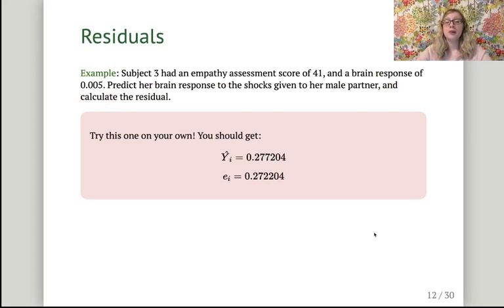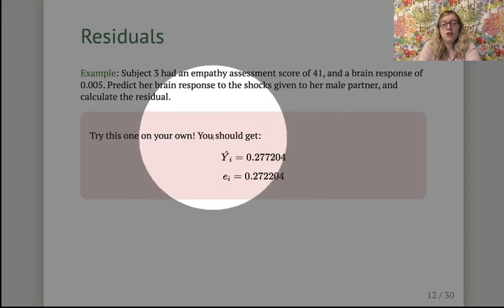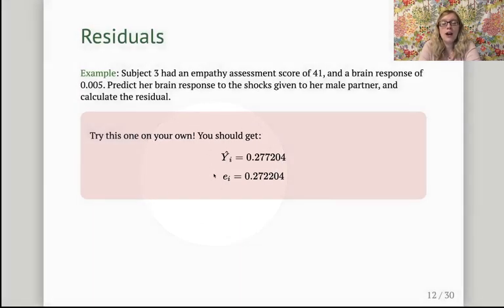So I'd like you to try this one on your own. Subject 3 is a little bit of an anomaly. Subject 3 has an empathy assessment score of 41 and a very low brain response. Subject 3's response is only 0.005. So when you do this calculation, you should get the predicted value y hat and the error e. Notice how large that error is. Certainly much larger than the previous error, and because it's positive, we know that we've overestimated pretty dramatically.